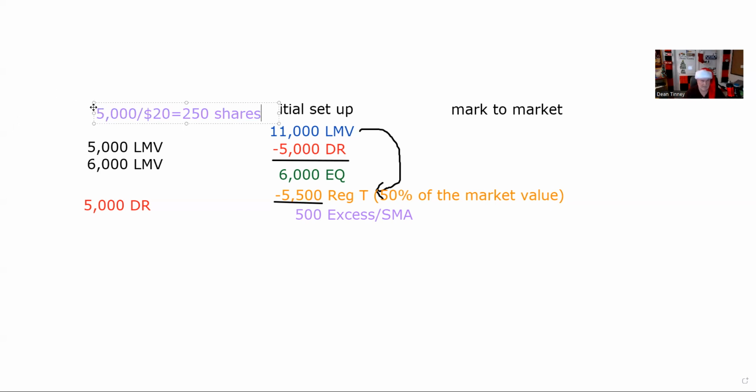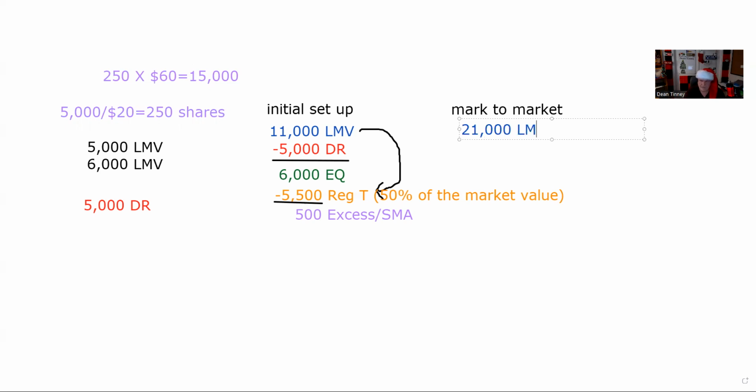And now they tell me that this ABC stock goes to $60 a share. So now I'm going to take the 250 times the $60 a share. And let me get my calculator because my arithmetic is terrible. So 250 times 60 is 15,000. And so the 15 plus the 6, that's my new long market value. So when I do my mark, I'm going to have 21,000 in long market value. You still owe the brokerage firm $5,000. That's our debit register. We still owe that to the brokerage firm.